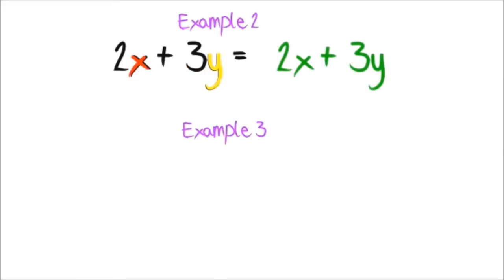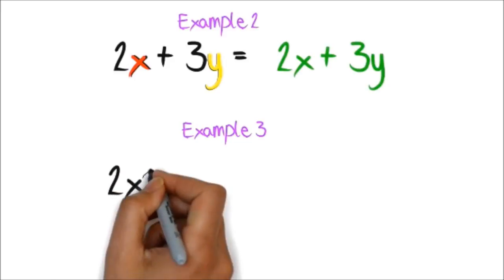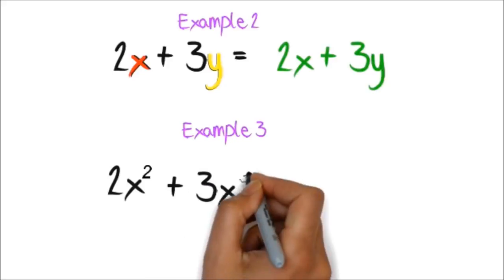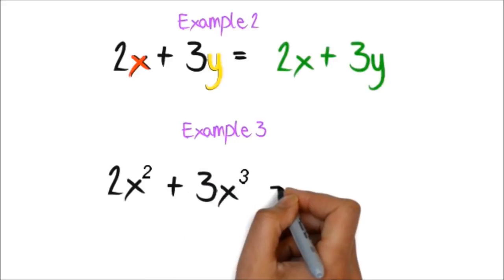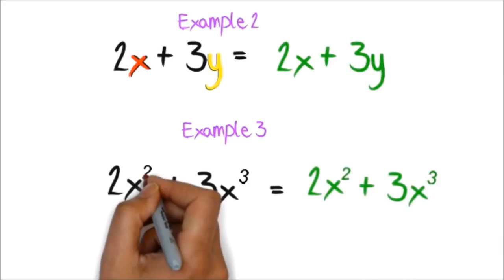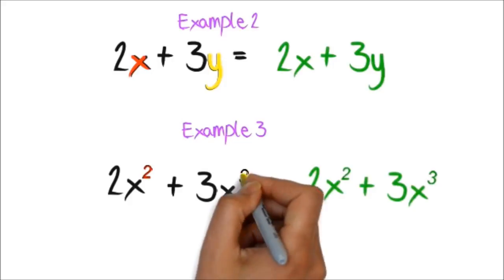Example 3. If you have 2x squared and 3x cubed, you cannot add them because of the different exponents. One of the x is squared and the other is cubed.